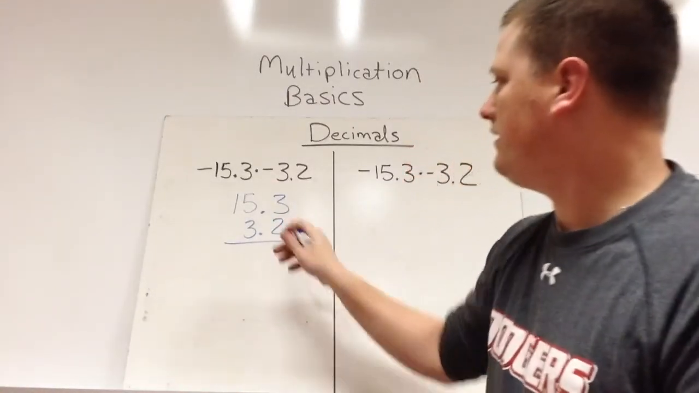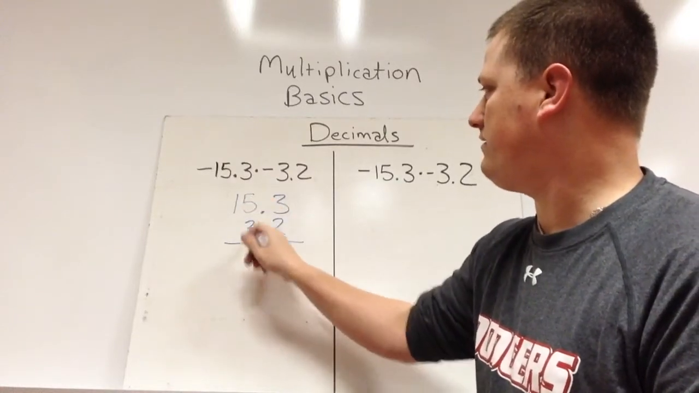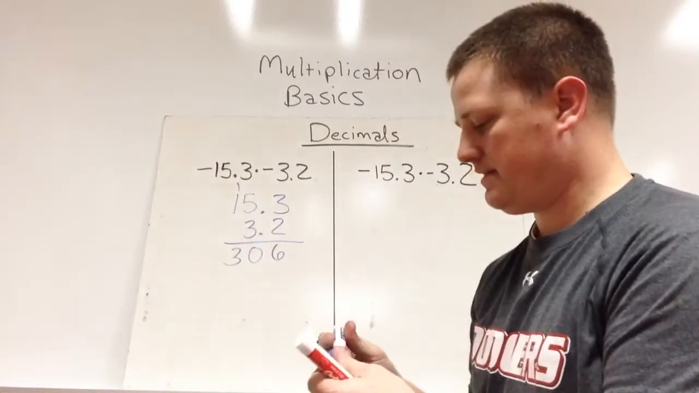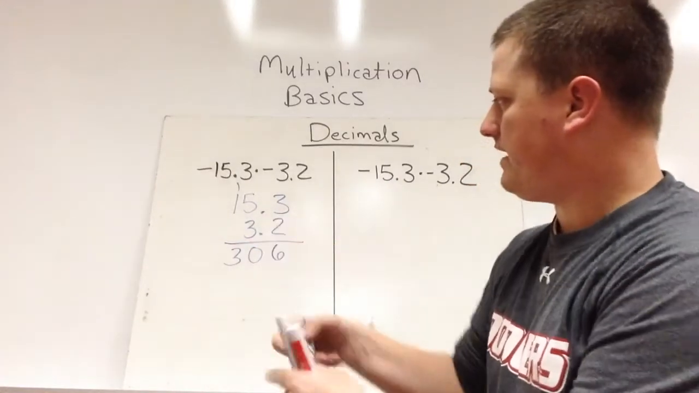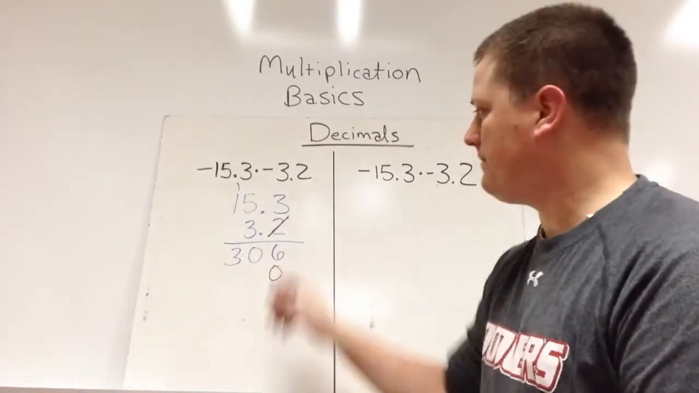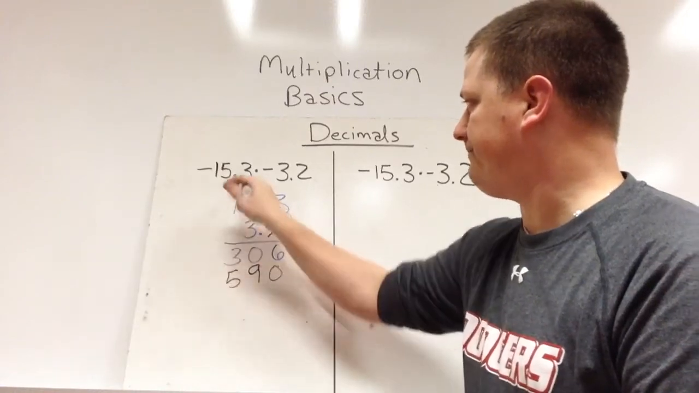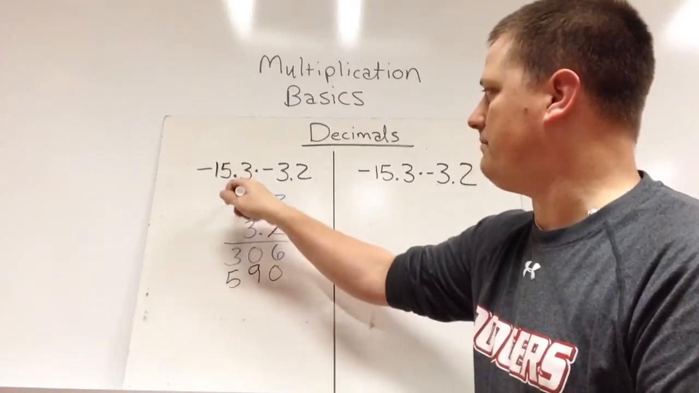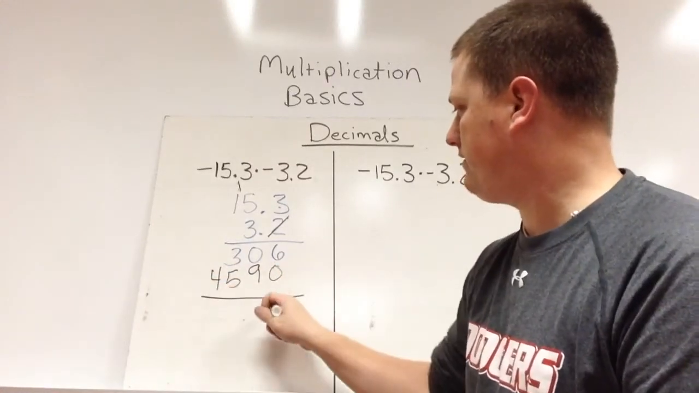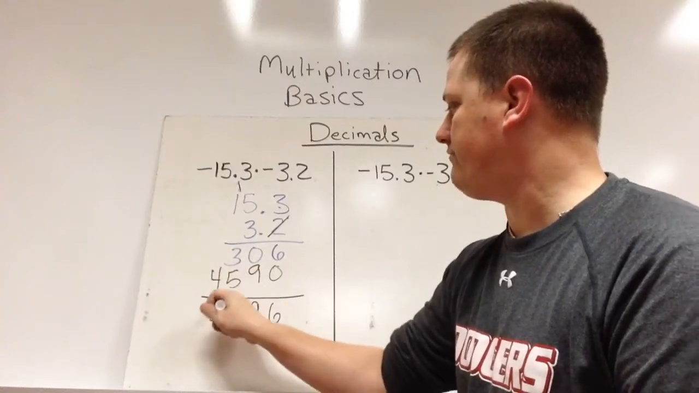They don't help. 2 and 3 make 6. 2 and 5 make 10. 2 and 1 make 2, plus 1 is 3. Remember your 0 because now we're in a new place value. 2 is gone. 3 and 3 make 9. 3 and 5 make 15. 3 and 1 make 3, plus 1 is 4. Going to add 6, 9, 8, and 4.